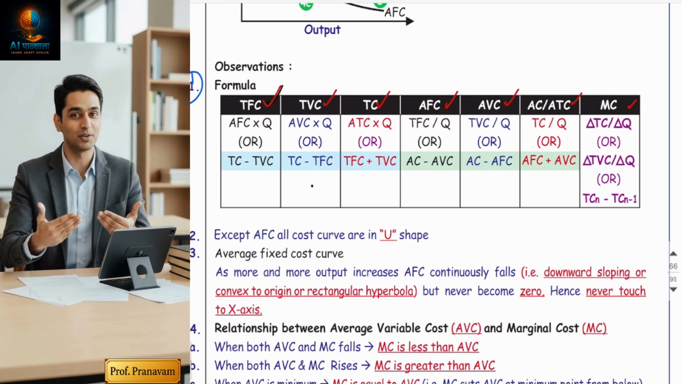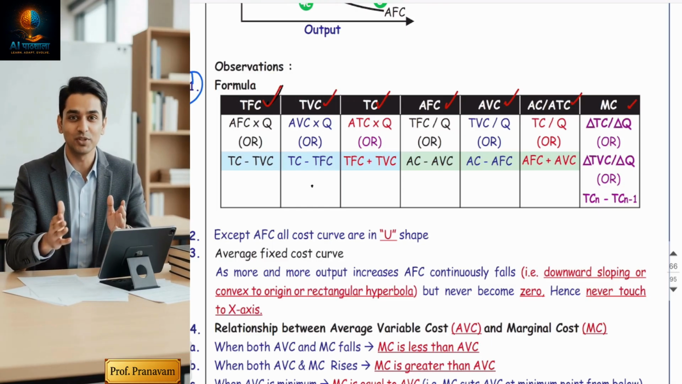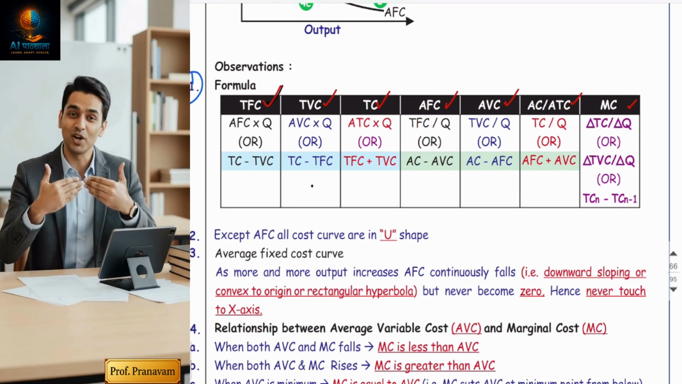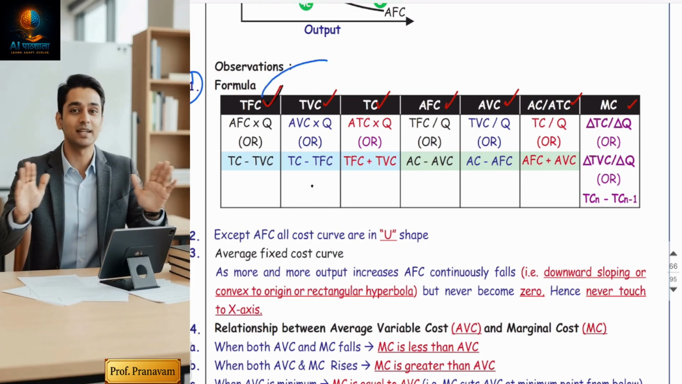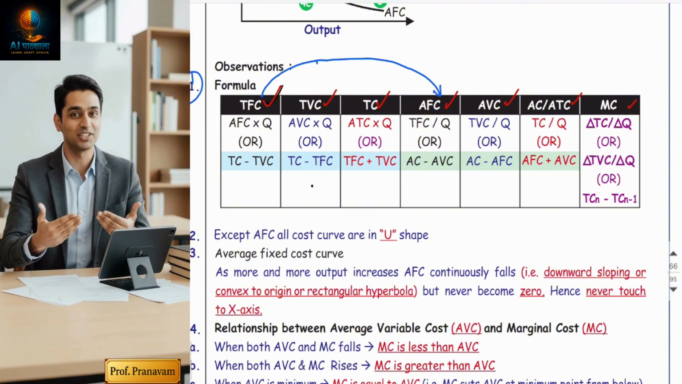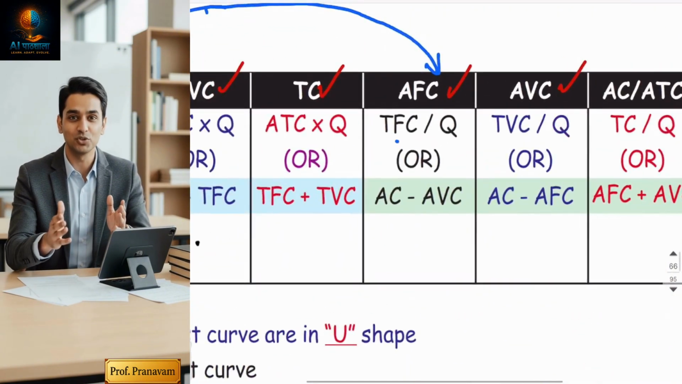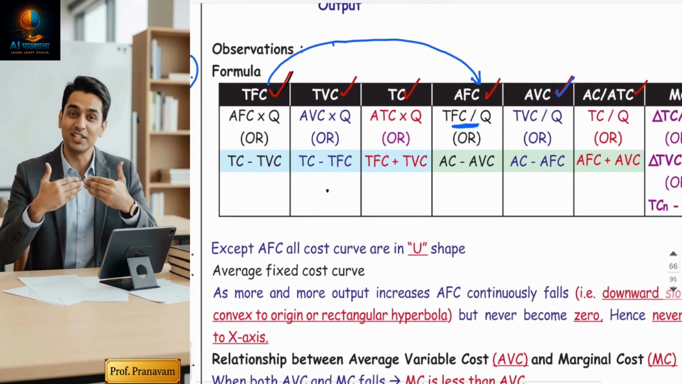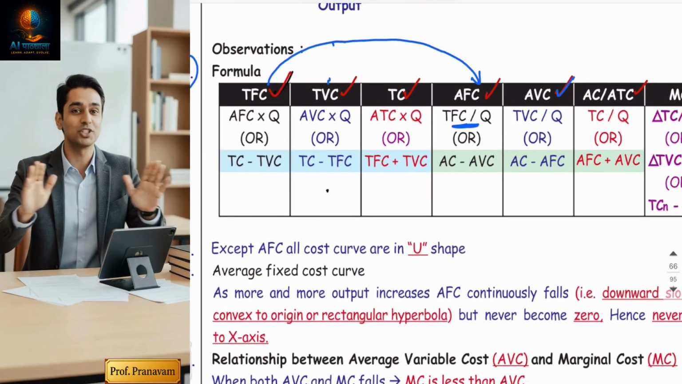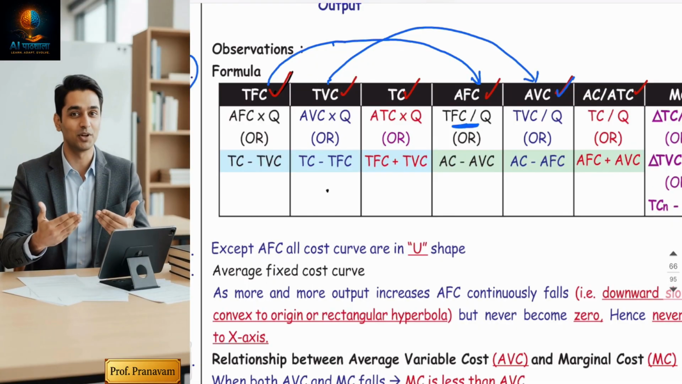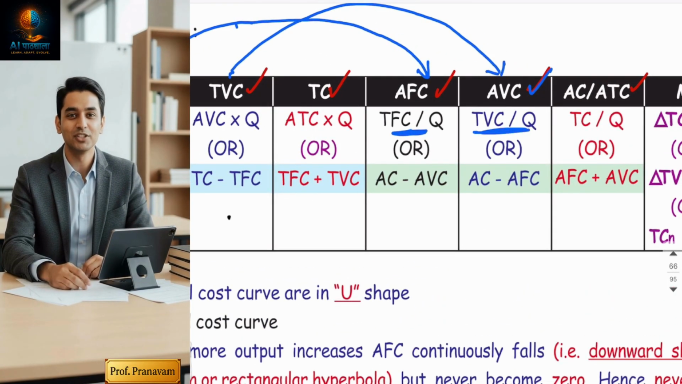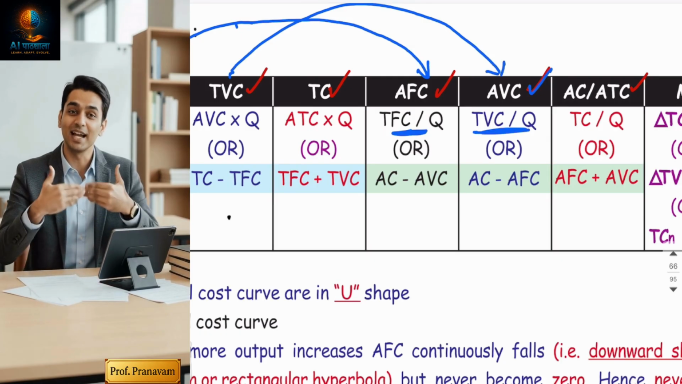Am I correct? Now, for example, let's do vice versa. If in the exam they ask you average fixed cost, total fixed cost will be given. So from total fixed cost, your average fixed cost will be TFC divided by quantity. If they ask you average variable cost, TVC will be given to you. So your formula will be from total to average: total variable cost divided by quantity. So from total you are converting into the average.